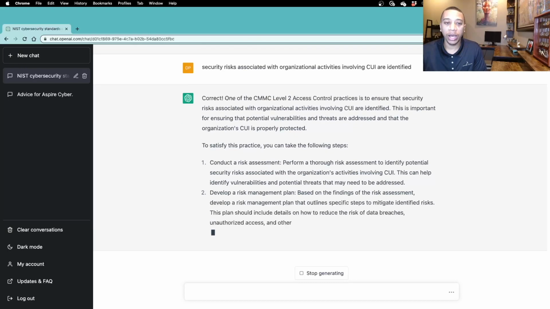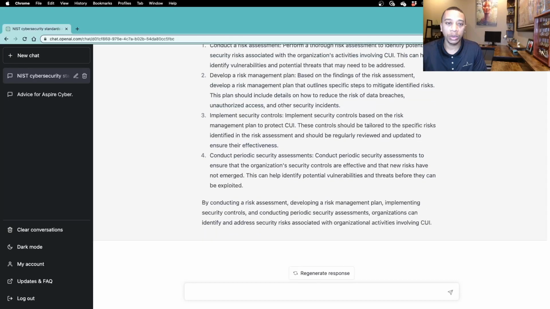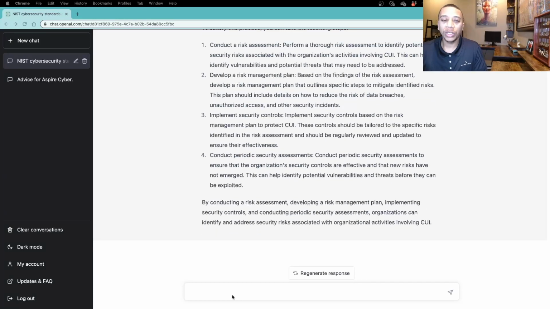So we want training specific to CUI, identifying the CUI and the related risks. All right, so it's telling me how to satisfy it. We'll conduct a risk assessment, risk plan. All right, this response is an example of where potentially I didn't provide ChatGPT with enough context or the appropriate prompt to give me the information that I'm looking for, because it's more so just telling me how to perform risk assessments, and I'm looking for training. I need specific role-based training guidance.